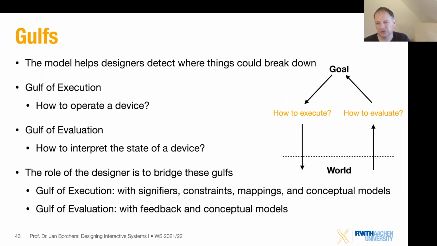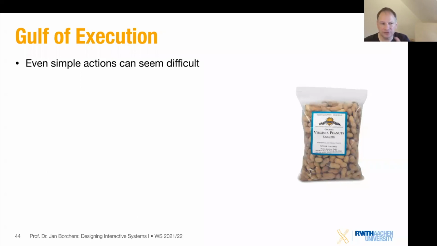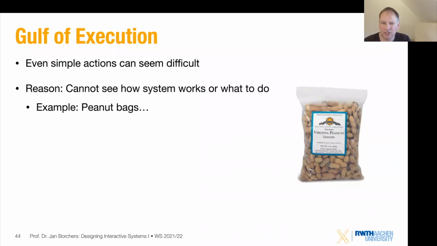Let me give you a couple examples. First of all, for the gulf of execution, even very simple actions can become difficult. One reason why that could be is because you cannot see how the system works or what to do. If I pick up this peanut bag, I know I want the peanuts, right? I want this bag open, but the bag in this case doesn't give me any clue on how or where to open it, if I'm not getting out the scissors or knife. So that is a bad design because I'm missing the affordances and signifiers telling me how to open this bag and where to open it.